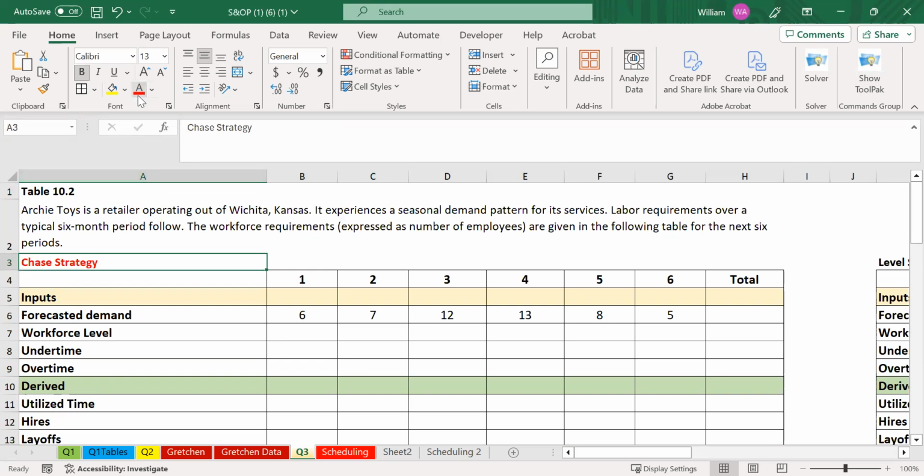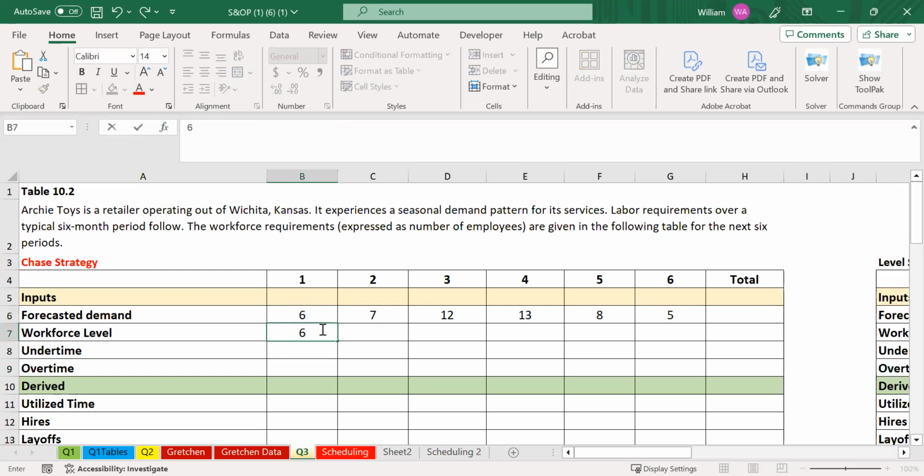As you know, the chase strategy is where you match your workforce level to your forecasted demand. So that means if we needed 6 employees in month 1, we are going to hire 6 employees, right? So with the chase strategy, your numbers should match for the forecasted demand as well as for the workforce level.